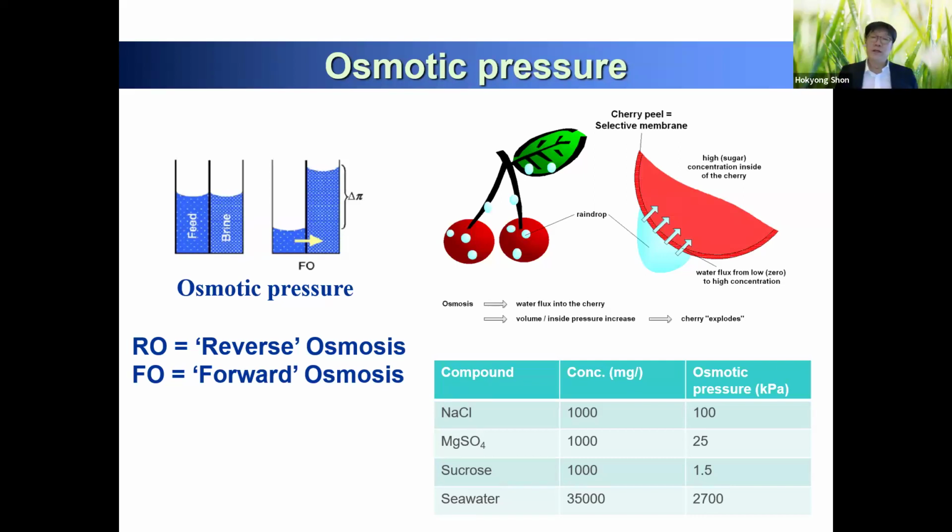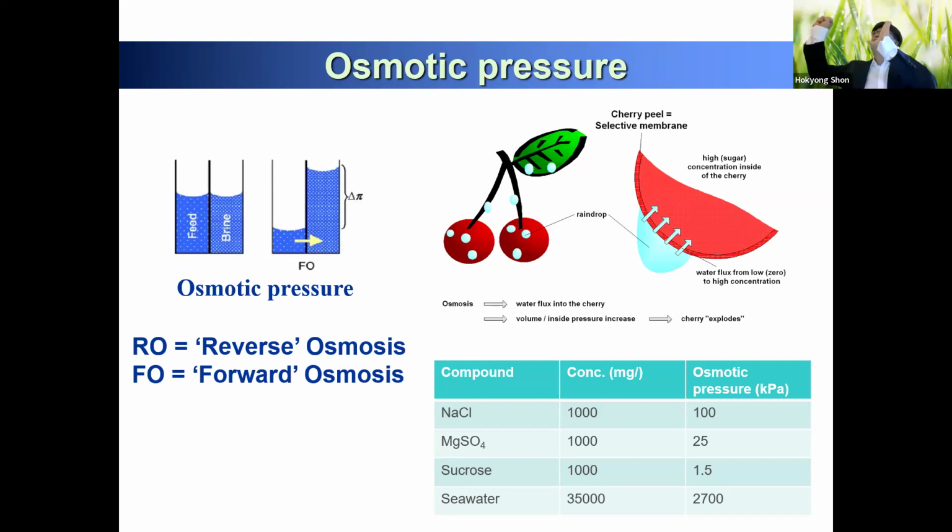So seawater, 35 gram per liter, 35,000 milligram per liter, has an osmotic pressure of 27 bar. So you have osmotic pressure of 27 bar, and then you want to separate water molecules and salt. So you need to overcome this osmotic pressure, more than 27 bar.